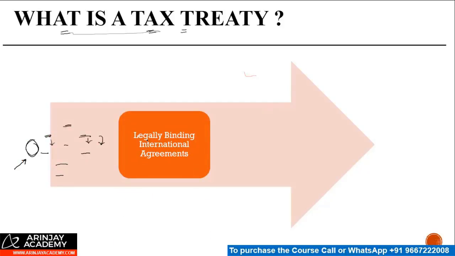It is a legally binding agreement. Once you've entered into a treaty with a particular country, you cannot go back on what the terms are there. If you have agreed that you are going to provide capital gains exemption to a tax resident of Mauritius, unless and until the treaty is amended, you cannot go back and say, we are not going to give you this benefit because I think this is not advantageous to our interest.